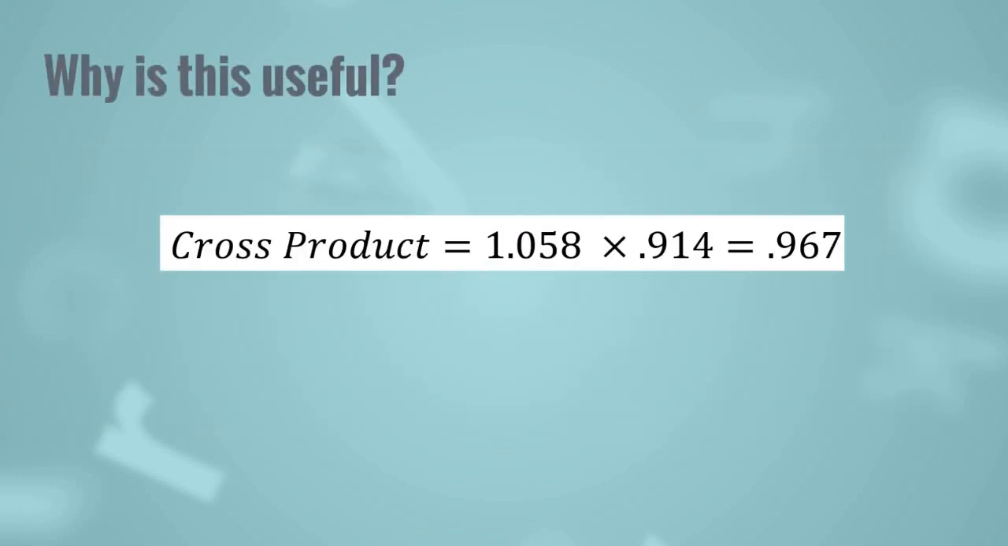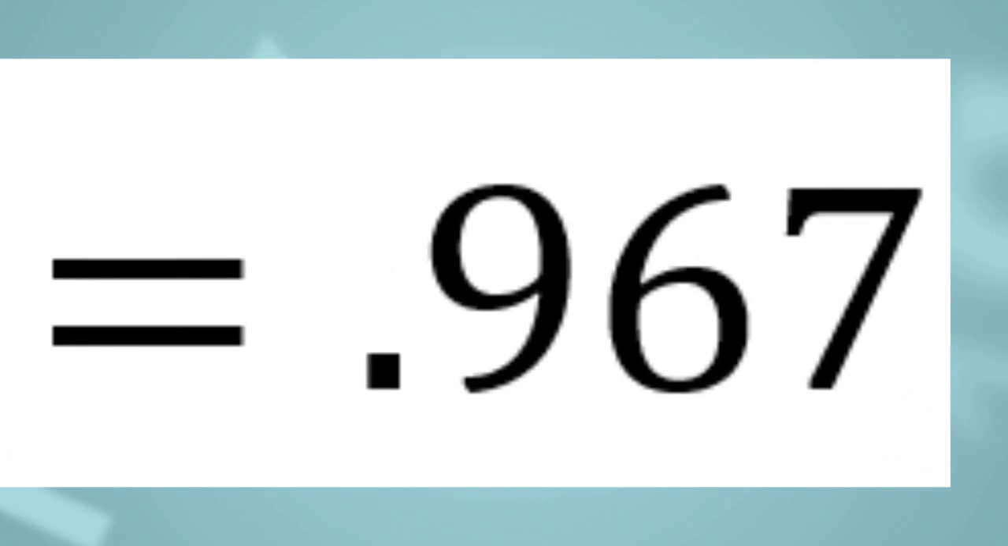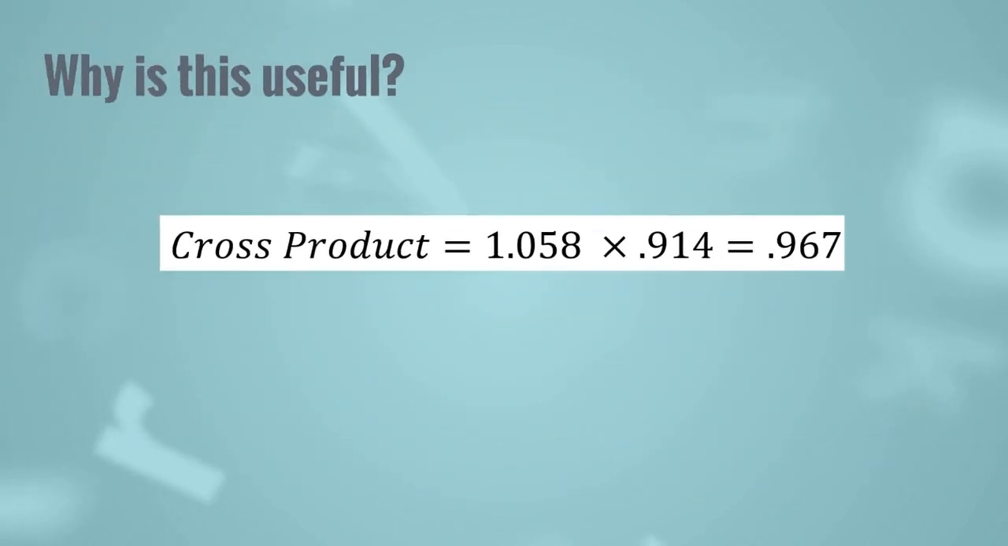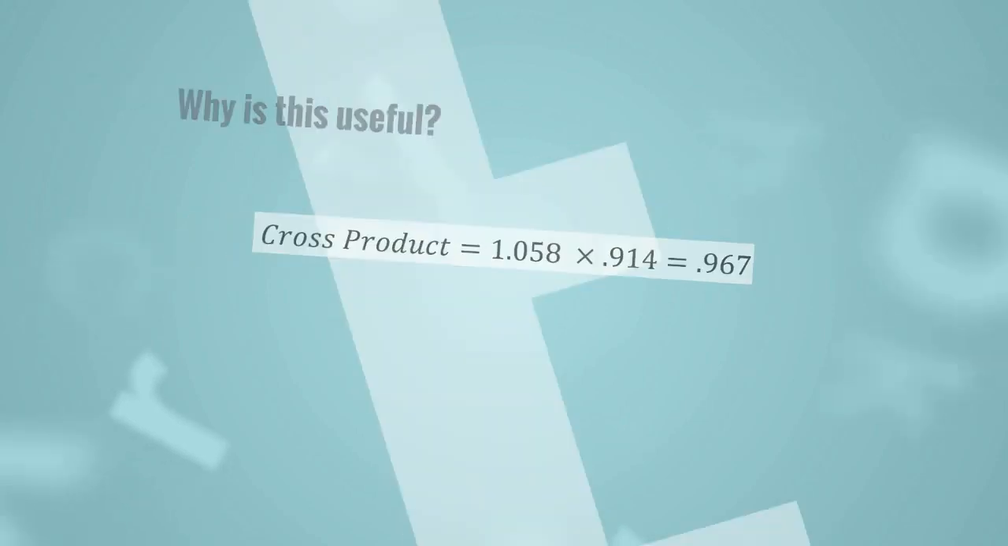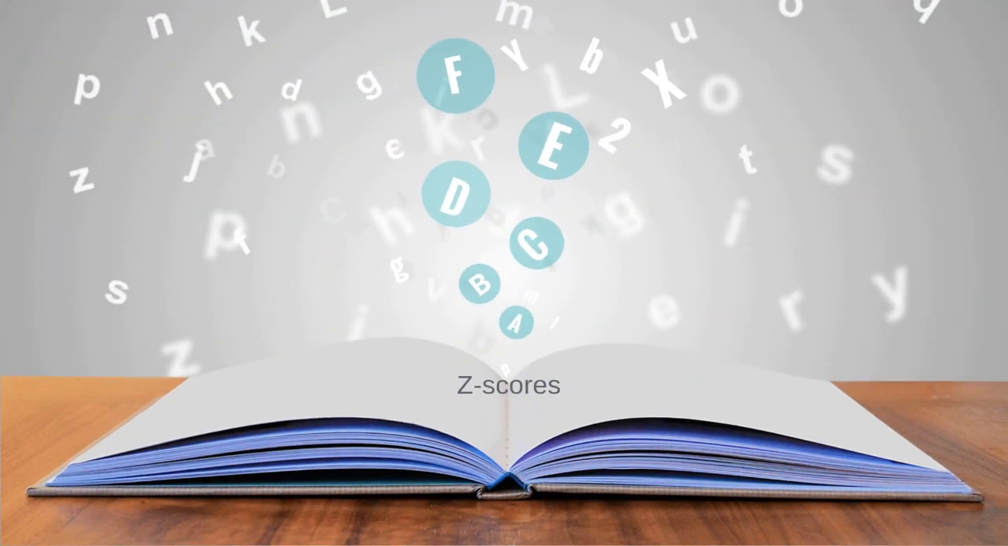Why is this useful? Down the road, we will see that the Pearson correlation is the average of the cross product of the paired z-scores. For you, that would mean your cross product would be your MCAT z-score times your GPA z-score, or 1.058 times 0.914, or 0.967. You will now have to wait until you get to the Pearson correlation to see this played out in full. We know you're feeling that anticipation, excitement, but try to contain yourself.